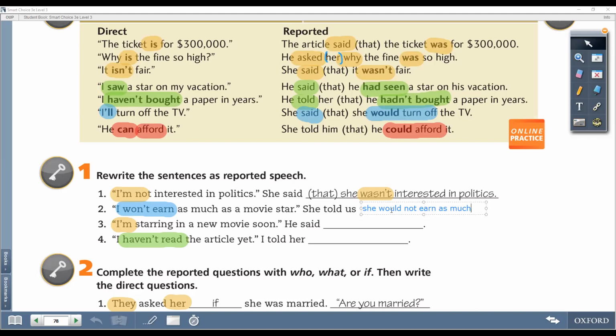And "would not", we can also contract. We can put this together, and then you eliminate the vowel and put an apostrophe. So that's how it becomes "wouldn't". So she told us she wouldn't earn as much as a movie star, okay?